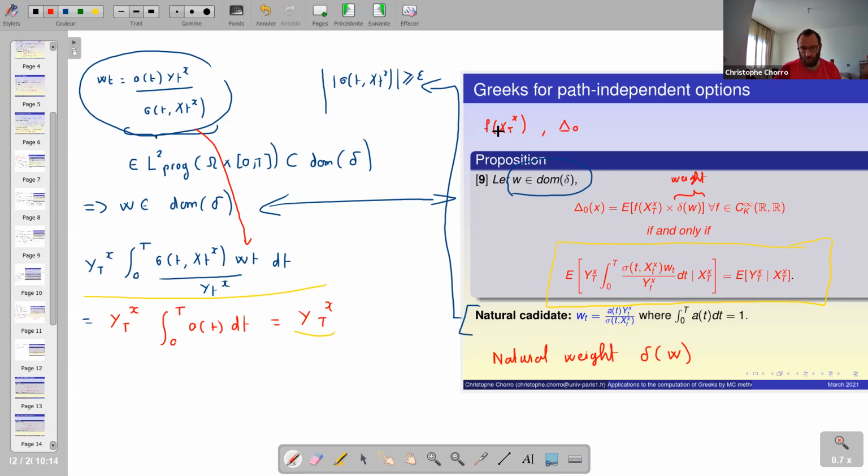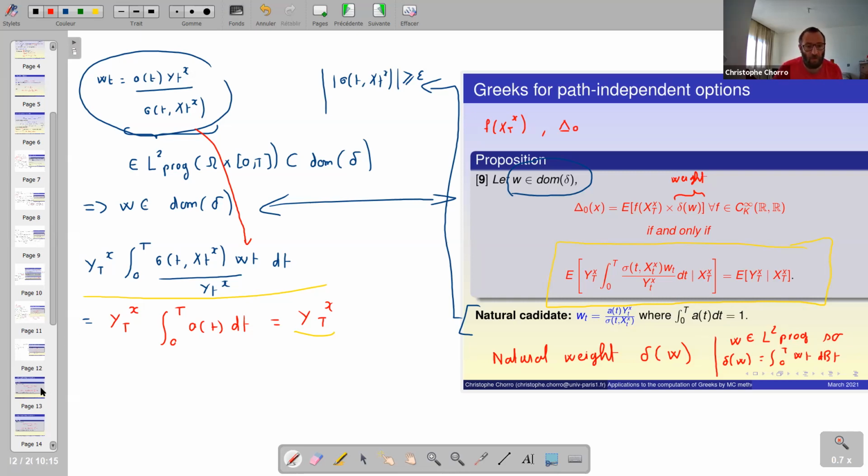Okay, I have this, and also keep in mind that in this situation, W belongs to L2 prog, and so in this particular situation, delta of W here is just the stochastic integral, because I know that the squared and the stochastic integral coincide, okay, when W is in L2 prog.